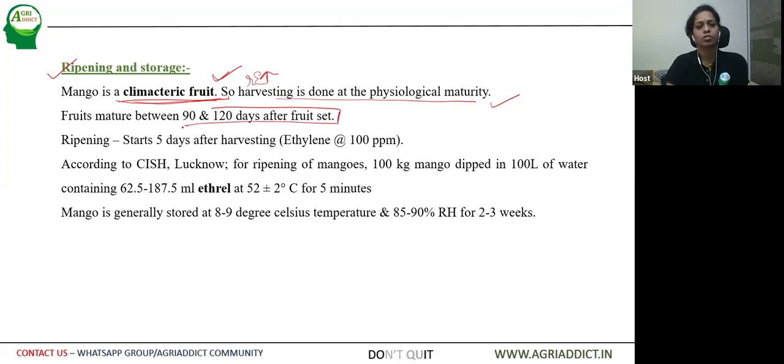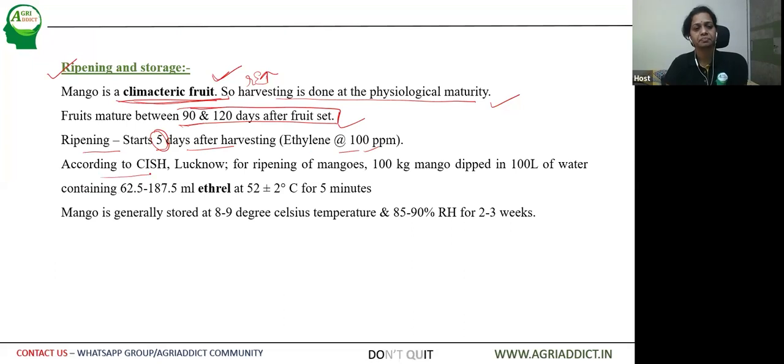If you look into the botany, it will take at least 3 to 4 months for the fruit to grow from fruit set to harvesting. Then ripening. Ripening takes at least 5 days after harvesting. So to enhance the ripening, we can go for a spray of 100 ppm.